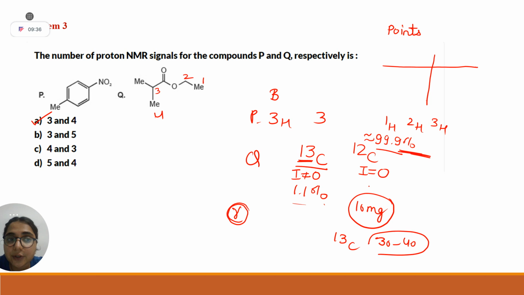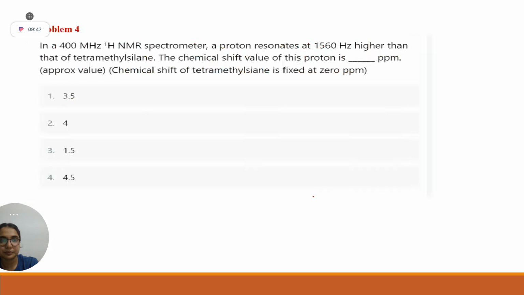Yes, ma'am. So whenever you are going to analyze your sample, for proton you should take less sample, but for carbon you should take enough sample so that the scan should come.